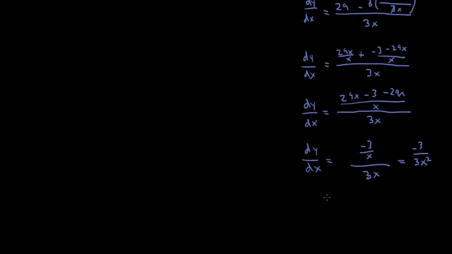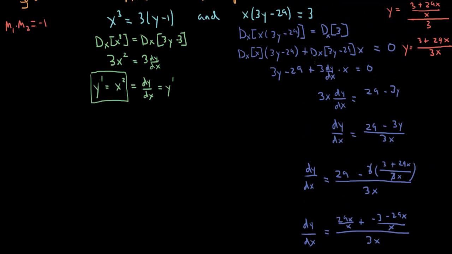Keep running out of room here. Sorry. So dy over dx finally equals negative 1 over x squared. So that is our y prime, our explicit derivative. Notice this is the exact same thing as, where were we? This right here. It's the exact same thing, but that's the implicit version. It has x's and y's.